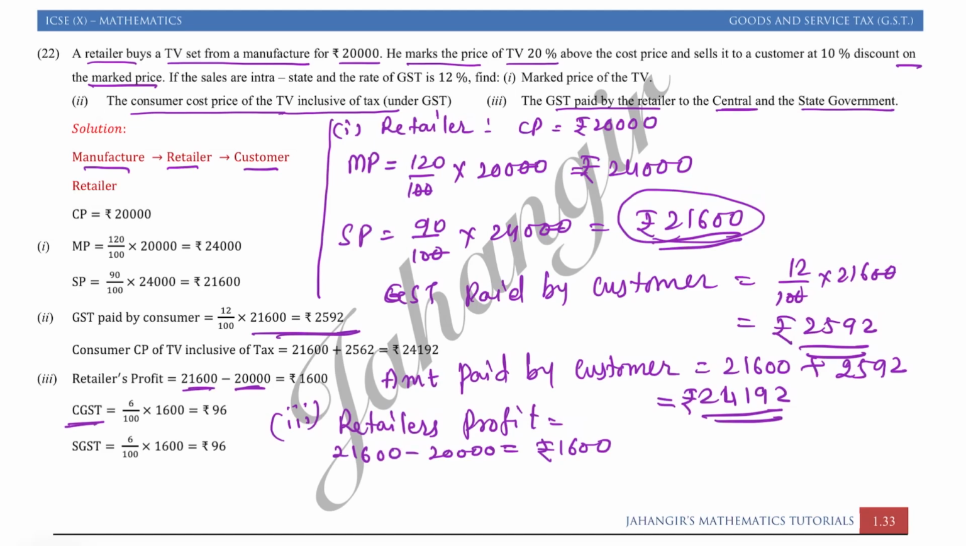Central government ko CGST you will get 6% as total GST rate is 12%. So central government will get 6% and state government will get 6%. So central government का 6% of 1600 is rupees 96 and state government का 96. So we get all three answers properly. You have to write answers in the sub questions pattern and do it properly.